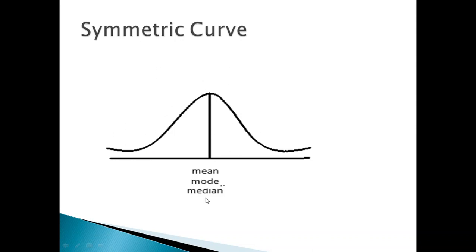In this curve, the mean, mode and median of the distribution are right in the center of the distribution, and these are all assumed to be equal. So whenever you get a bell-shaped curve like this, you should keep in mind that this is a symmetric curve, also called the normal curve.